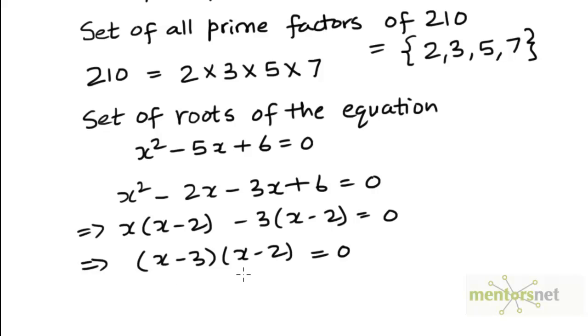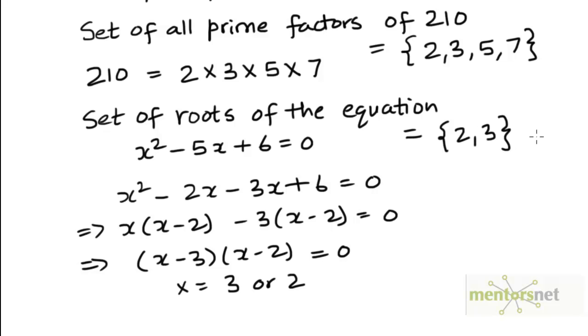And the two roots of this quadratic equation are 2 and 3. So x is either 3 or 2. So the roots of the equation x squared minus 5x plus 6 equal to 0 are 2 and 3. And so if you form a set of those roots, it would have the two numbers 2 and 3.